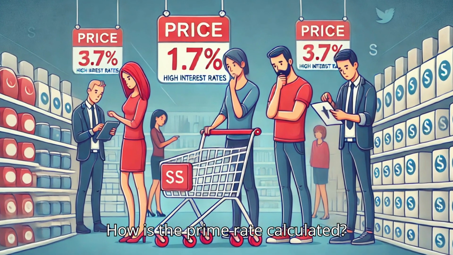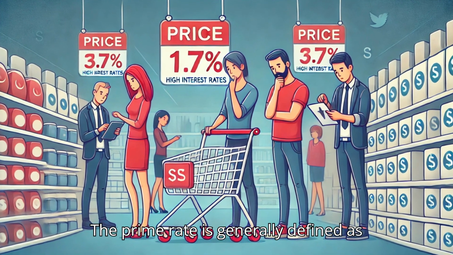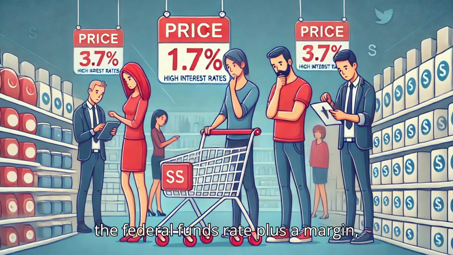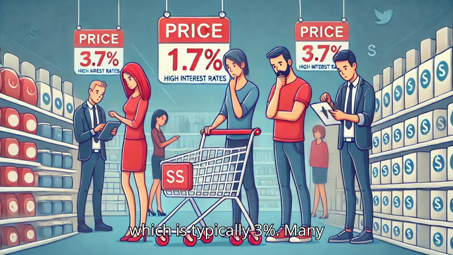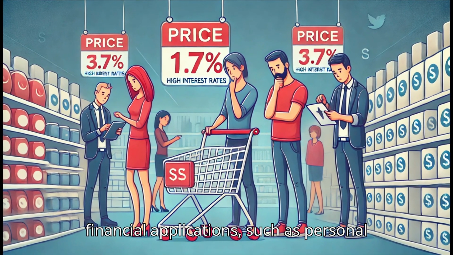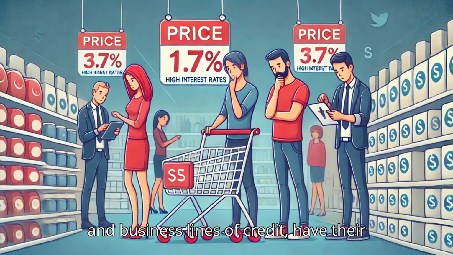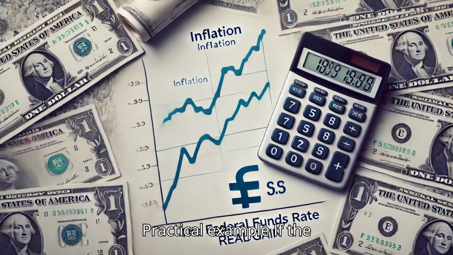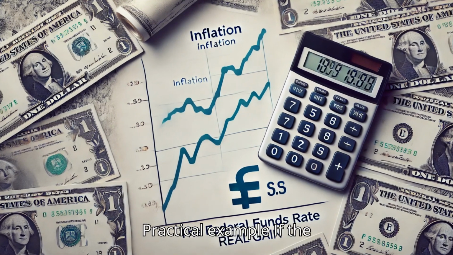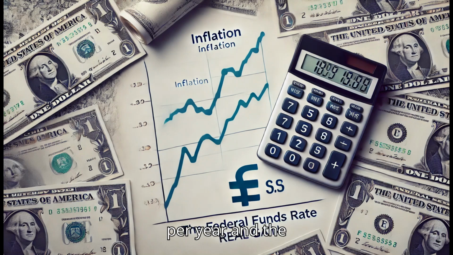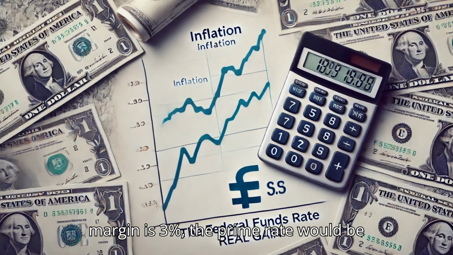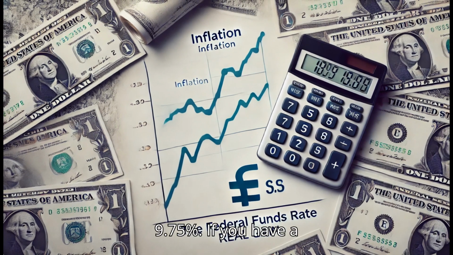How is the prime rate calculated? The prime rate is generally defined as the federal funds rate plus a margin, which is typically 3%. Many financial applications, such as personal and business lines of credit, have their returns tied to the prime rate. Practical example. If the federal funds rate is at 6.75% per year and the margin is 3%, the prime rate would be 9.75%.